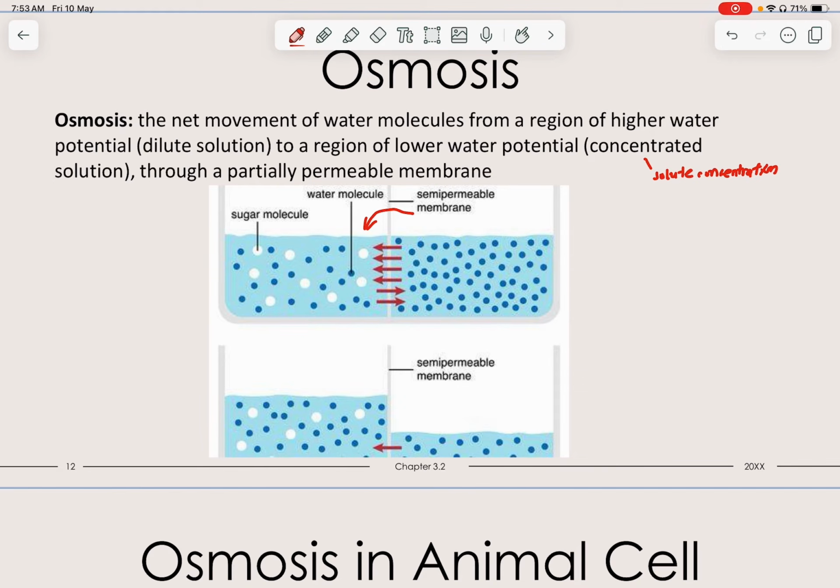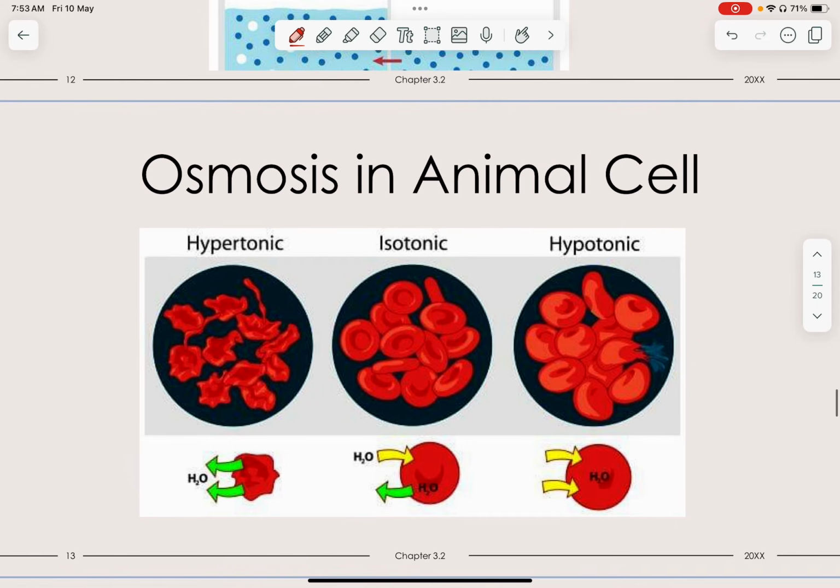Okay, so we talk about osmosis in plant cell and animal cell. These three terms you do not really need to know for the syllabus, but I think it's very important that you at least know what this term means. So first thing, animal cells.